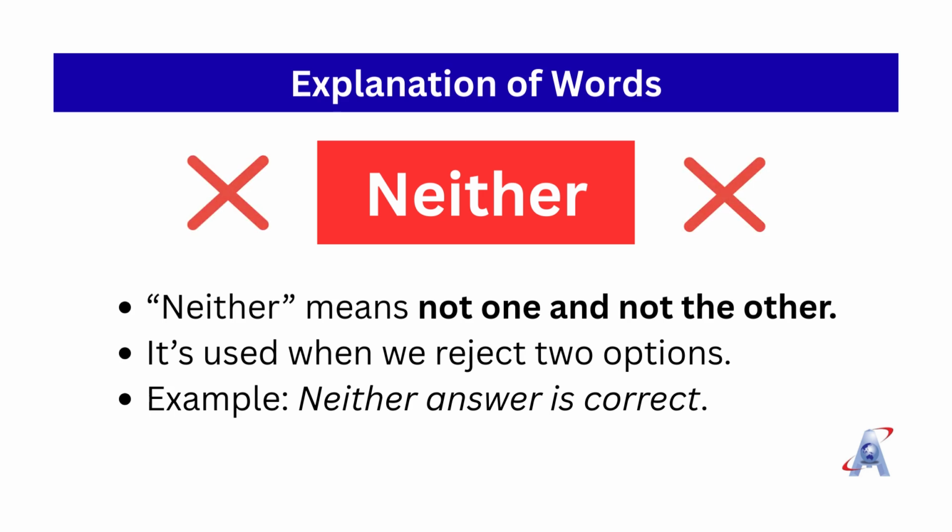Explanation of words. Let's start with the meanings. Neither. Neither means not one and not the other. It's used when we reject two options. Example, neither answer is correct.